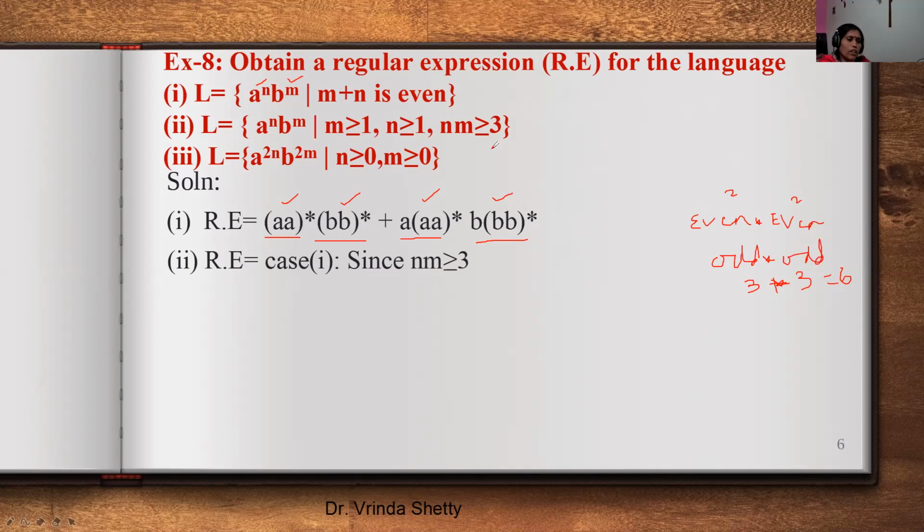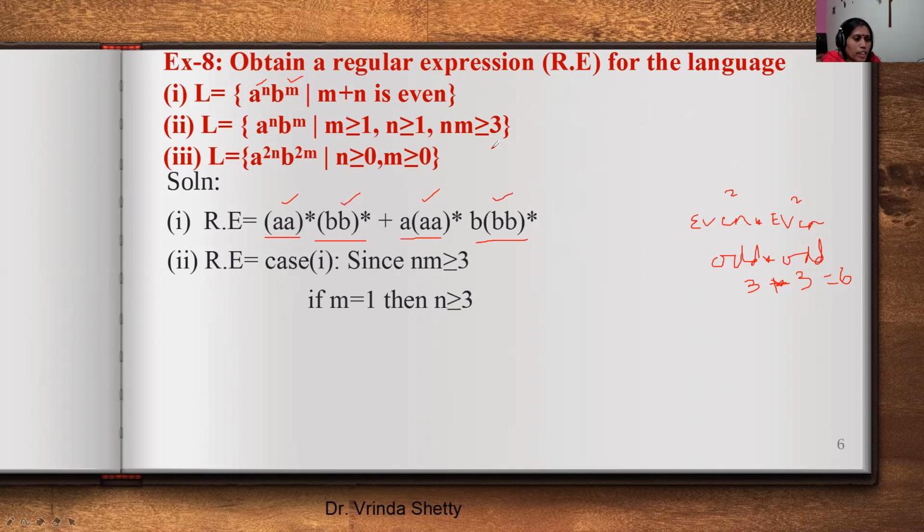Next, a to the power of n, b to the power of m, m greater than or equal to 1, n greater than or equal to 1, nm such that nm greater than or equal to 3. What does the question say here? The question says that m is greater than or equal to 1, n is greater than or equal to 1. But when we multiply, nm should be greater than or equal to 3. So if I take m is equal to 1, n is equal to 1, 1 into 1, I'll get 1. So we are going to have 3 cases here.